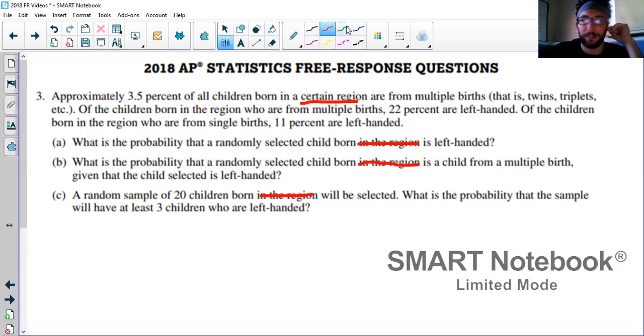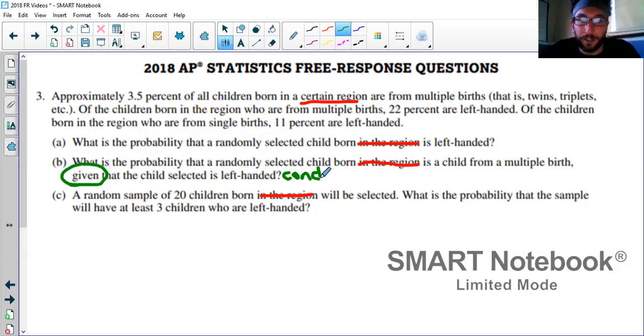So the next thing is when we read A here, what's the probability someone's left-handed? We have to consider the fact that there's left-handed people who are from multiple births and left-handed people who are from single births. So hopefully we got some ideas about this. For B, what's the probability a randomly selected child born in the region is a child from a multiple birth given the child is left-handed. So hopefully this word given is jumping out at us. That's a clear indication we're going to have some conditional probability. So here we're going to have some kind of conditional.